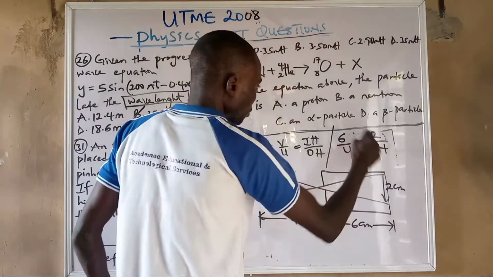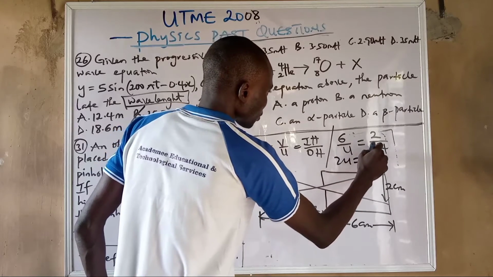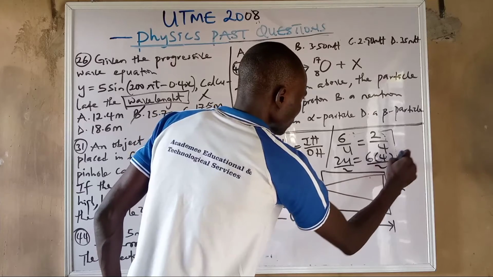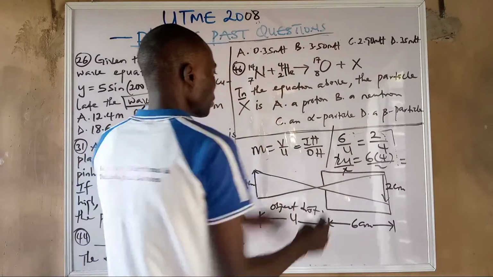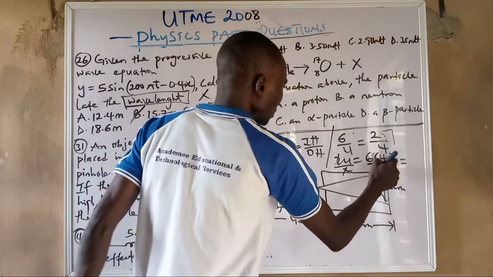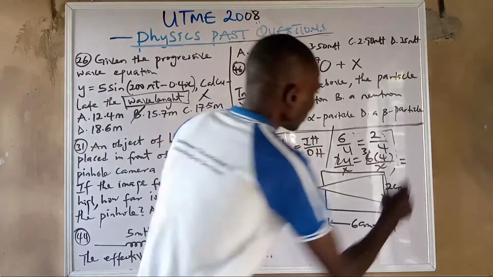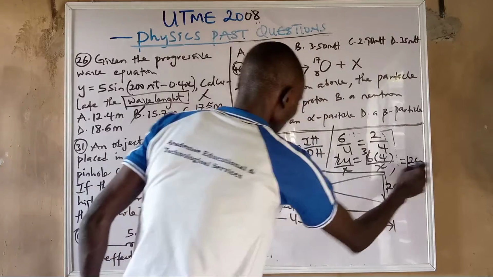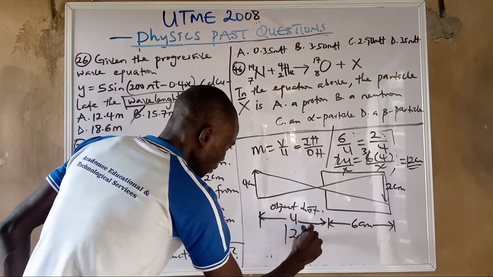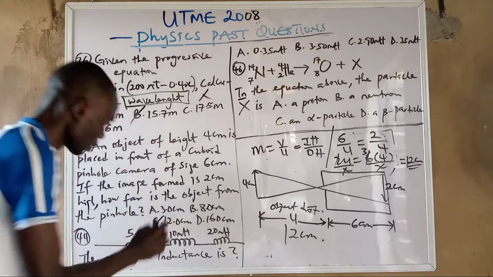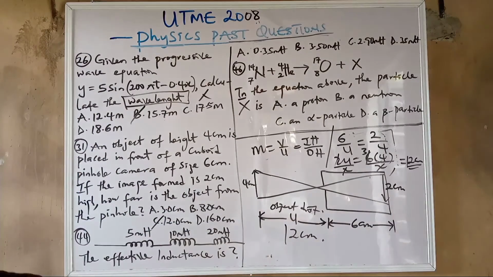So when you cross multiply, 2u is equal to 6 times 4. Divide both sides by 2, so 2 cancels 2. That means the object distance is 6 divided by 2, which is 3, and 3 times 4 is 12 centimeters. Meaning the distance here is 12 centimeters. So the object distance is 12 centimeters. That is option C. Let's move on.